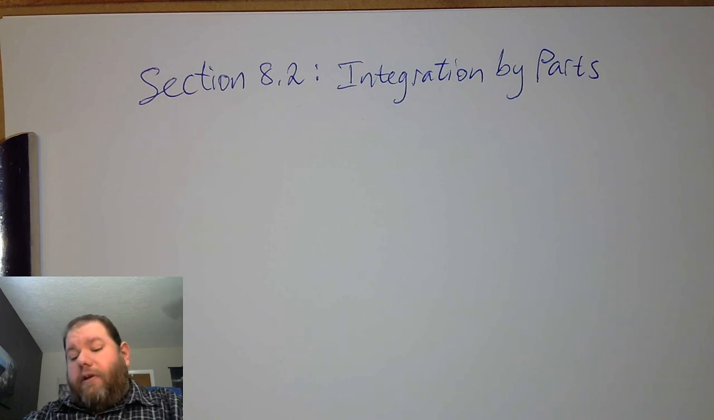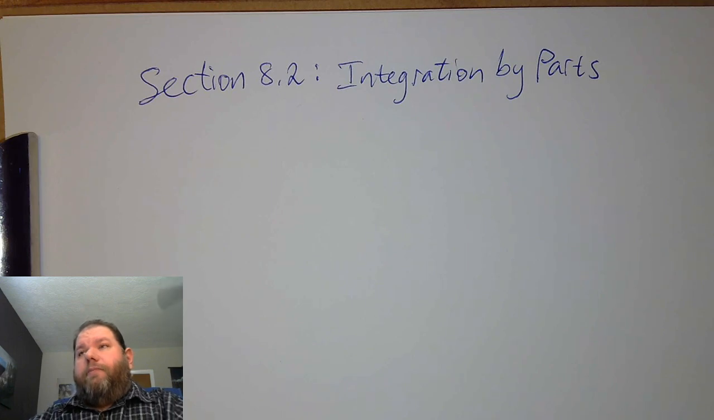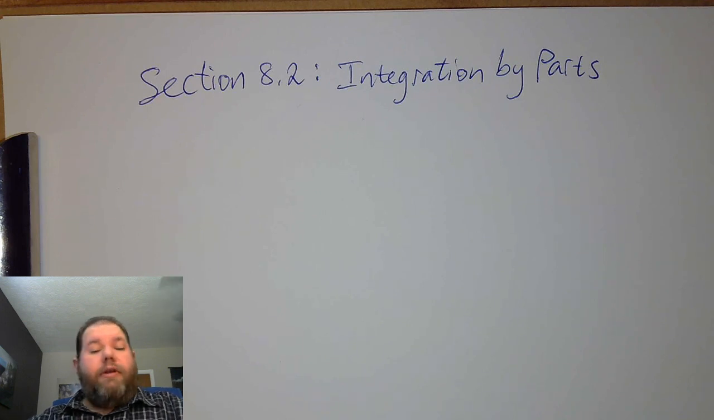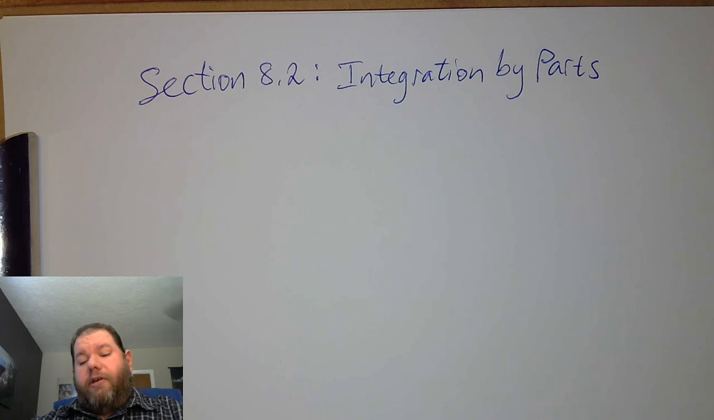Okay, as I said, starting in section 8.2 on integration by parts. Now, so far, anytime we've had a product of terms inside of an integral, we know that in order to integrate a product, we have to either do a substitution or somehow resolve that product. But most of the time it's going to be a substitution of some kind.